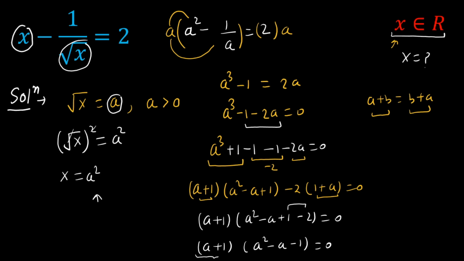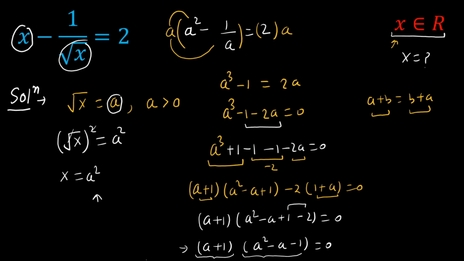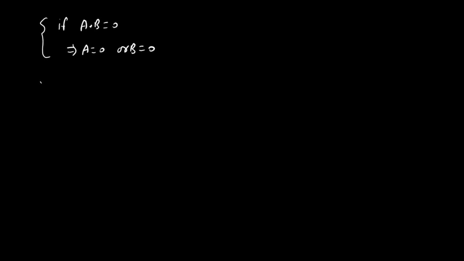Here the product of (a + 1) and (a² − a − 1) is equal to 0. So here we know that if a times b is equal to 0, this implies a = 0 or b = 0. So it means a + 1 = 0, or a² − a − 1 = 0.